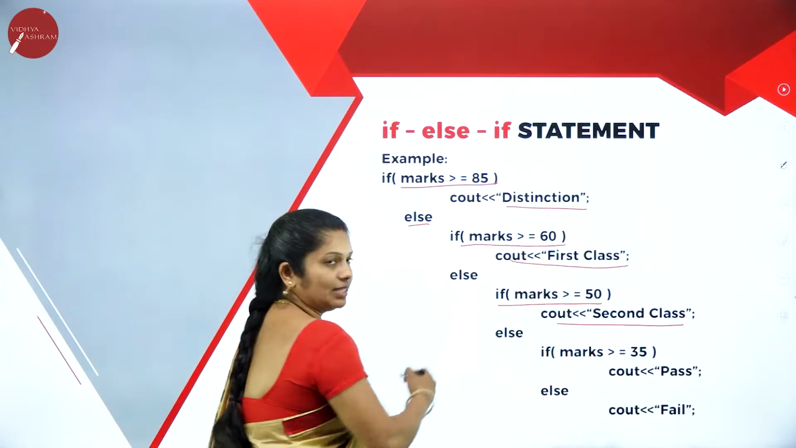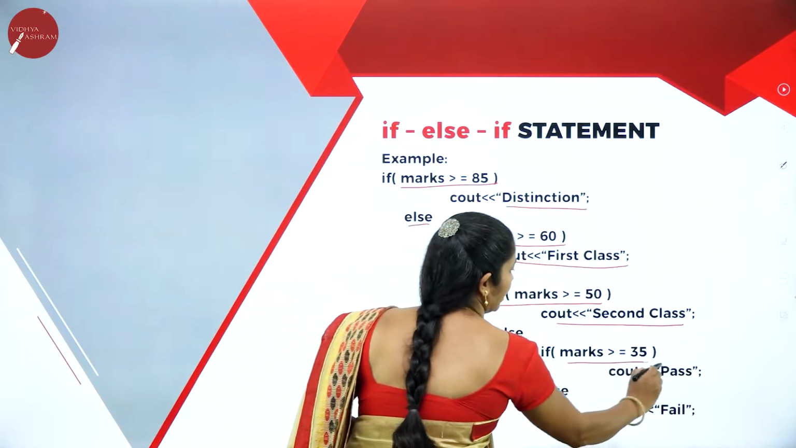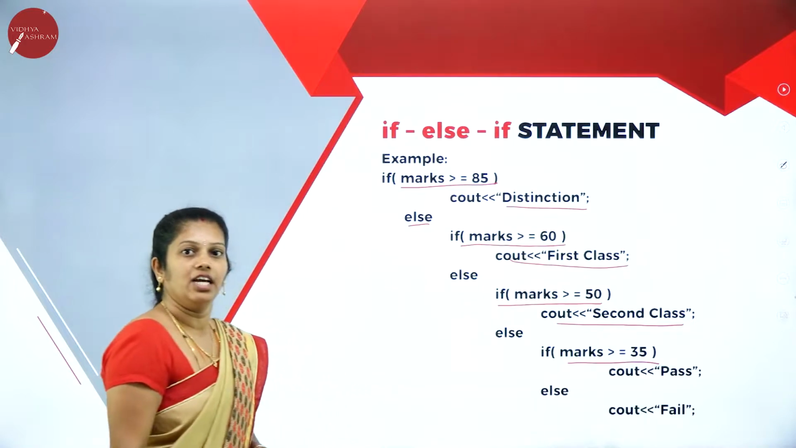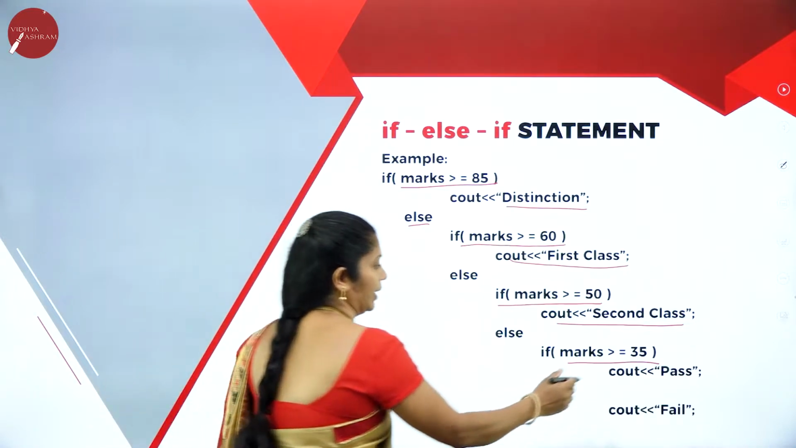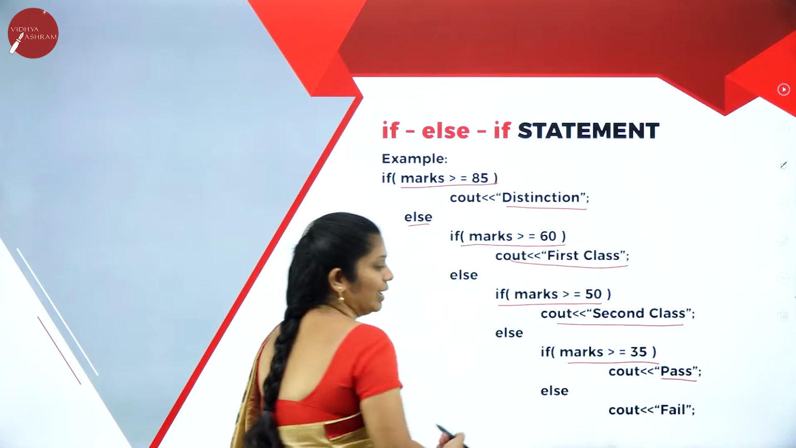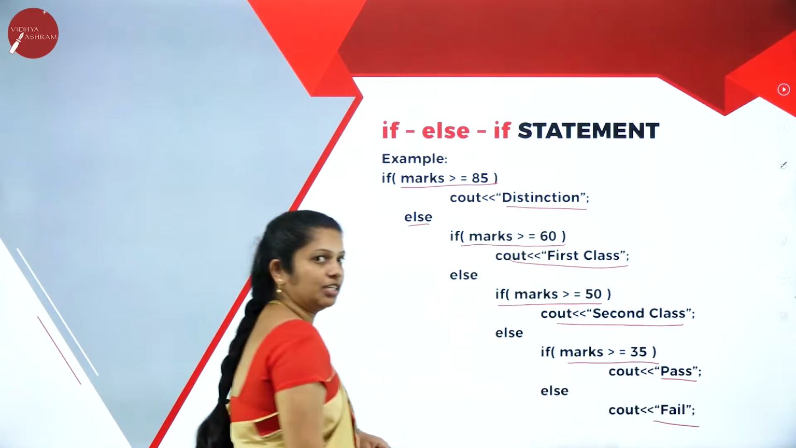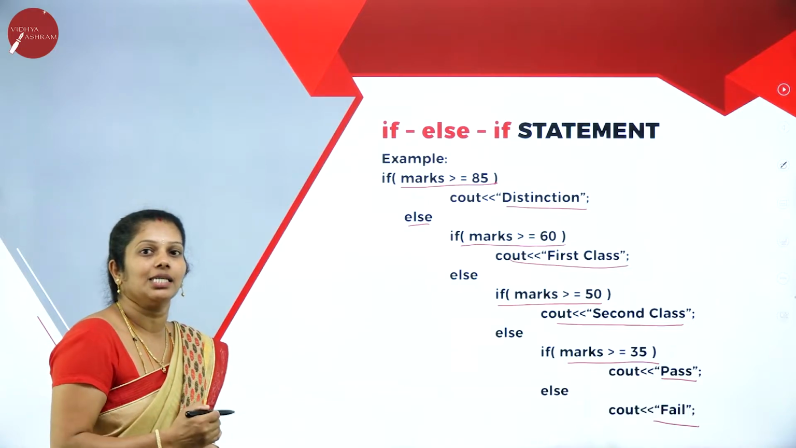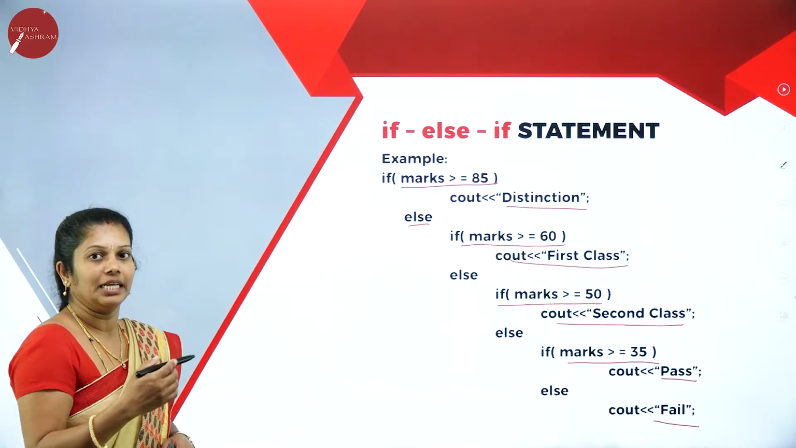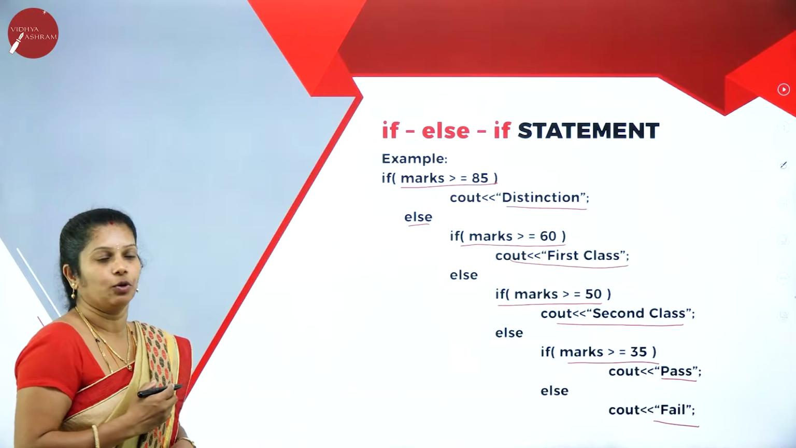Else, it will check for the next condition, that is, if marks is greater than or equal to 35, then it will display the pass statement, just pass. Otherwise, the default statement, it will display as fail. That means here multiple conditions are there. Depending upon the condition, the corresponding statement is going to execute.